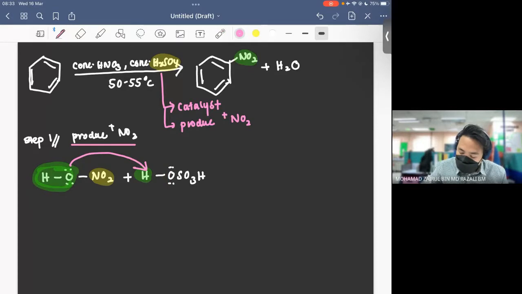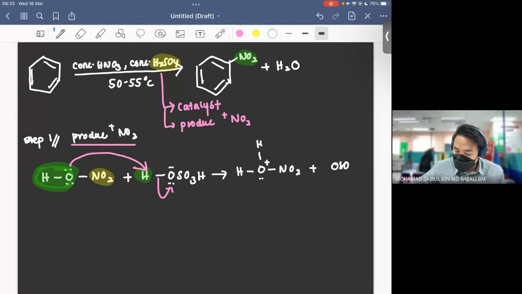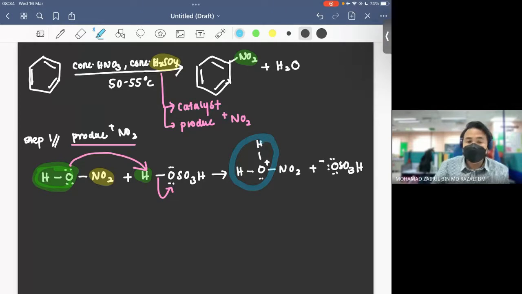So macam mana dia nak berpisah? Dia bagi dua-dua elektron dekat oksigen ni. So kita akan hasilkan NO2 ni plus, okay, plus OSO3H minus. Okay, so sekarang ni awak tengok kita dah hasilkan a good leaving group. Mana kita dah hasilkan leaving group yang senang untuk kita buang dia. Tapi target kita adalah kita nak NO2+. Okay, ini target kita sebenarnya. Kita nak NO2+ ni.